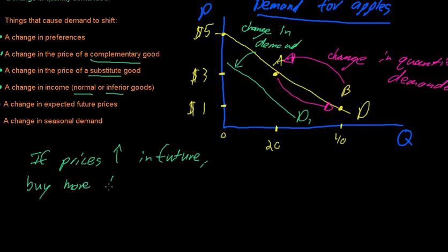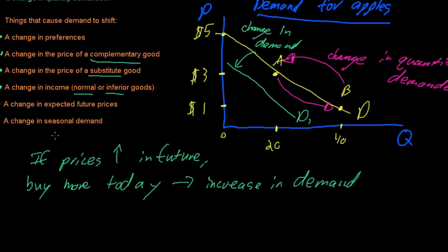A common example is ski season. In the summer, ski gear is always on sale. It's always super cheap, so a lot of people will buy more ski stuff in the summer because they know that in the winter prices are going to go up. You're going to buy more today, which leads to an increase in demand.